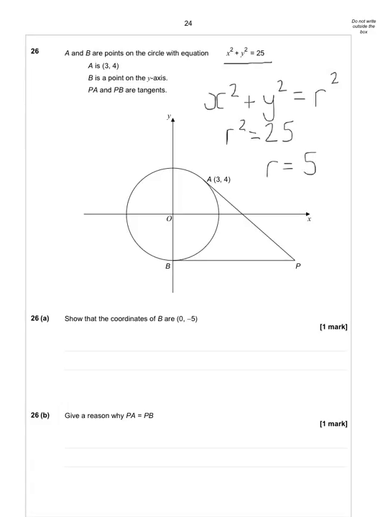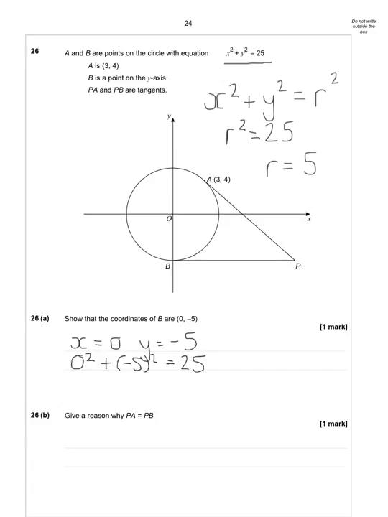So firstly we're asked to show what the coordinates of B are. We're asked to show that they are 0, minus 5. So we're asked to show that when x is 0, y is minus 5. So that's what I'm going to do. I'm going to substitute both of those into the equation of the circle and show they fit. So 0 squared is x squared, minus 5 squared is y squared, and when you work it out, it does indeed equal 25.